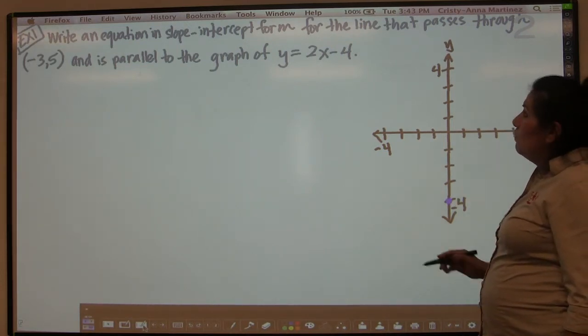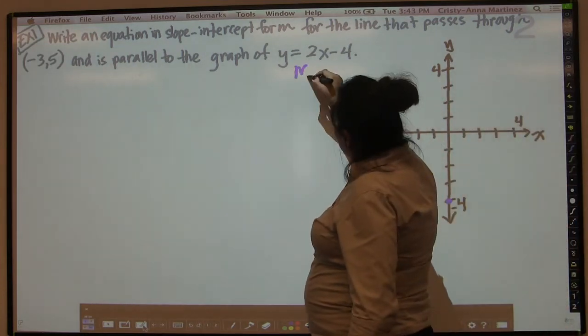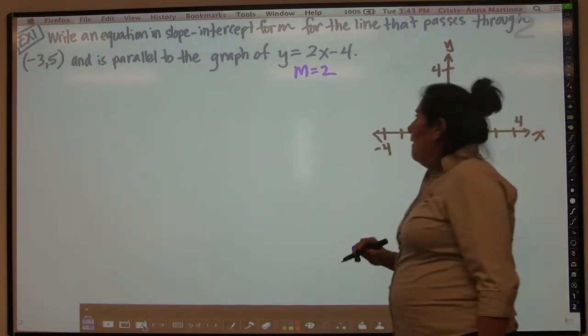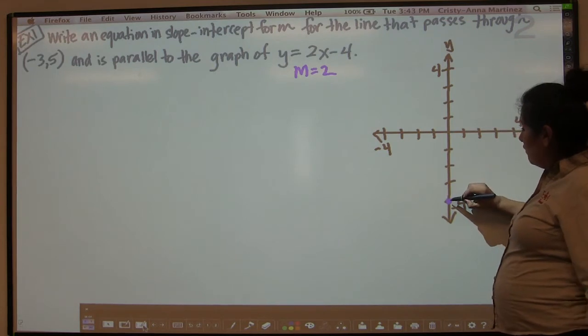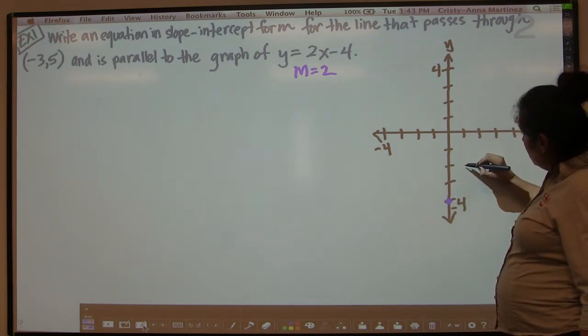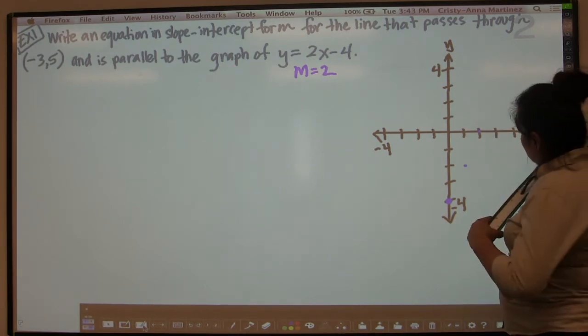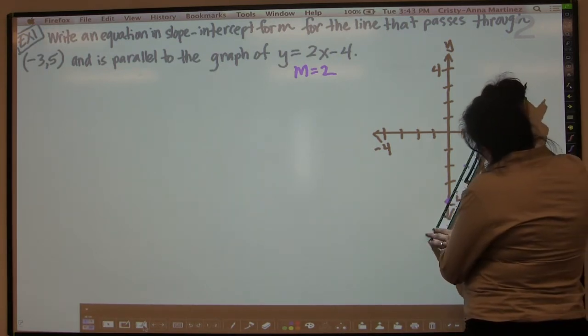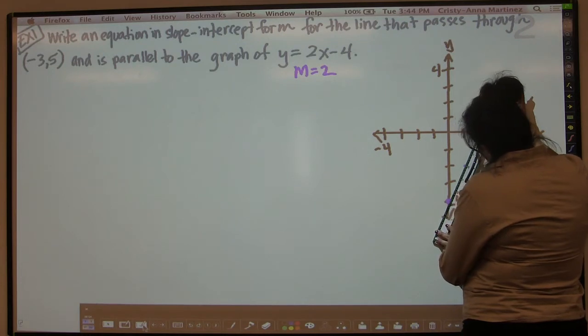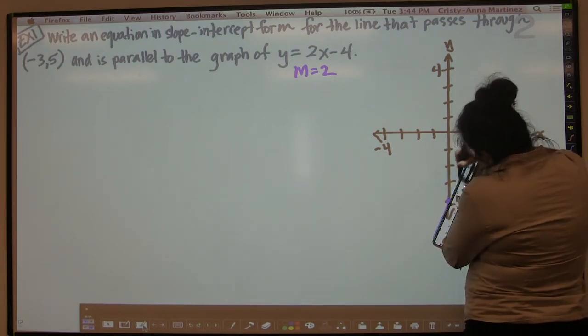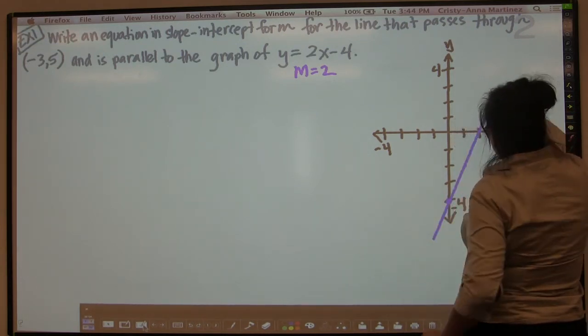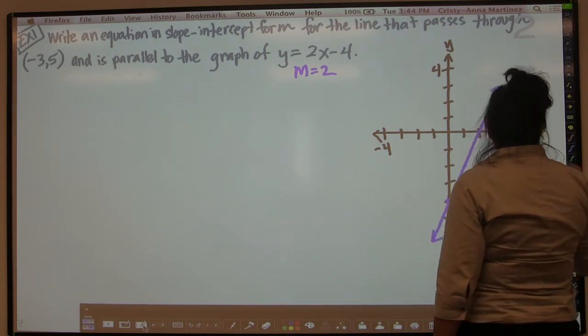And since my slope in this case is 2, I'm going to use my slope, rise over run. I'm going to go up 2 units and right 1, up 2 units, right 1, and I'm going to connect my points together like so. And this is y = 2x - 4.